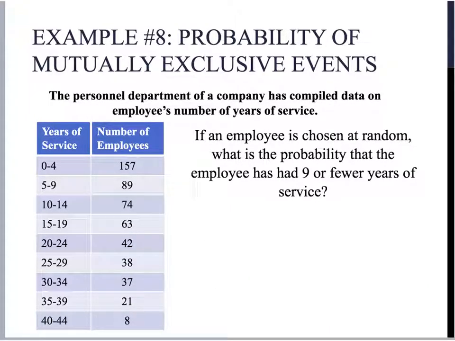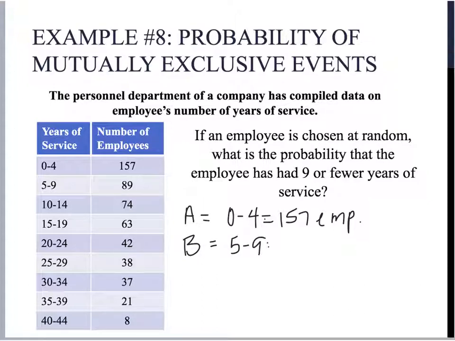All right, so it says the personnel department of a company has compiled data on the employees' numbers of years of service. It says if an employee is chosen at random, what is the probability that the employee has had 9 or fewer years of service? So what we would do is that event A would be the years from 0 to 4, which is 157 employees. Okay, and then event B would be the years that are from 5 to 9 years, and that is 89 employees.